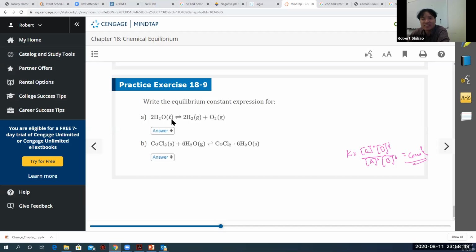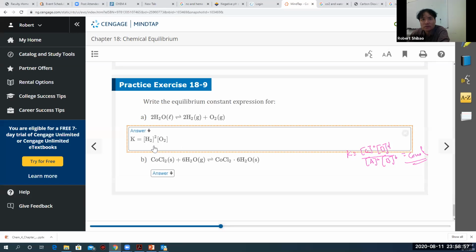Now, when we have a liquid in there and solids, we don't include those here. It's only aqueous and gases we're going to include in a K with the concentration. So here, the hydrogen's a gas, the oxygen's a gas, but H2O is a liquid. The reason why those don't appear is because the concentration doesn't change.